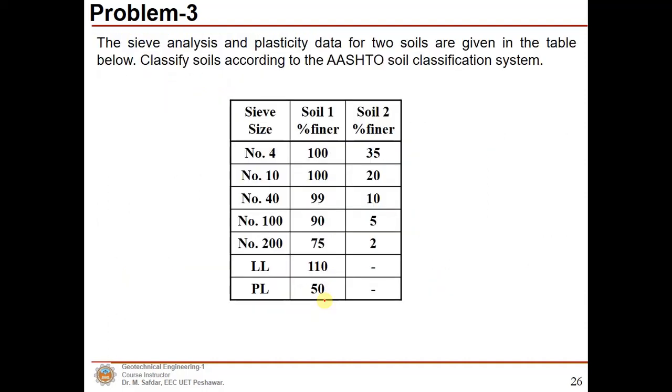Now let's solve an example on it, then we will understand more how the AASHTO soil classification system works and how we can use that table. Sieve analysis and plasticity data for two soils are given in the table. Classify the soils according to the AASHTO soil classification system. Sieve sizes are given: number 4, number 10, number 40, number 100, 200, and liquid limit and plastic limit information is also given in that table. Soil 1, which is just an arbitrary name, percent finer: 100, 100, 99, 90, 75, 110, 50, and similarly for soil 2 is also given.